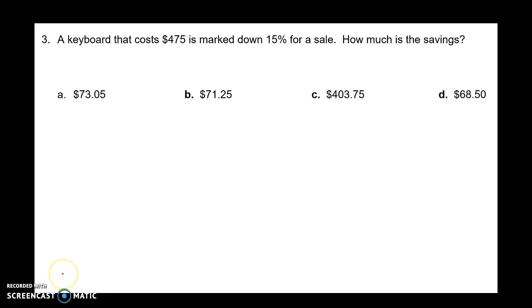All right, so knowing our percent proportion, let's go over this problem. It says a keyboard that costs $475 is marked down 15% for a sale. How much is the savings? So we're asking about savings, and it's 15% off. So we're saying 15%. Let's go ahead and get our proportion ready. Without a doubt, I know 100 goes here. And since it has a 15%, percent goes up top.